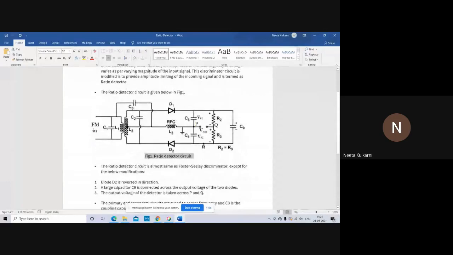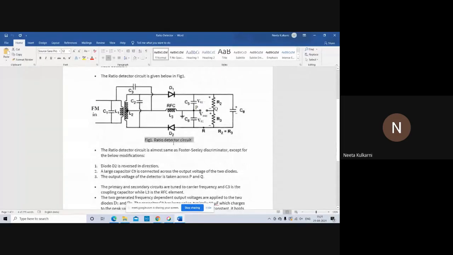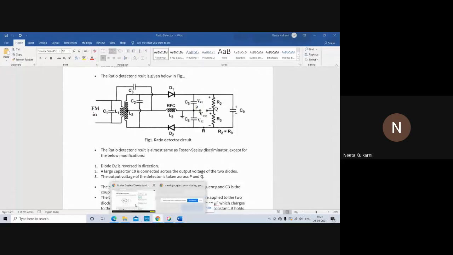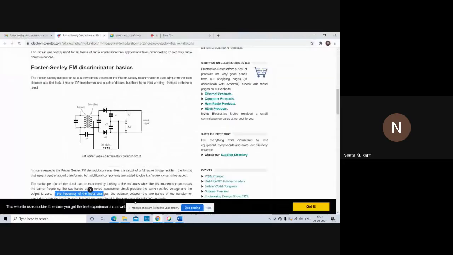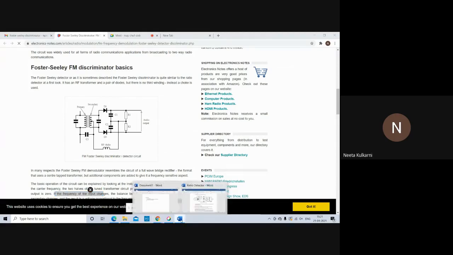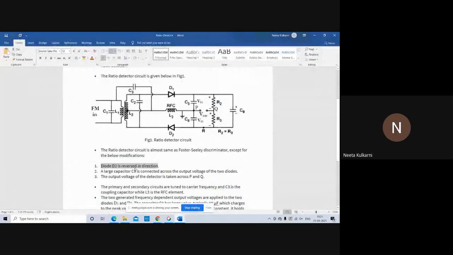So only few modifications are there in the ratio detector circuit. So what is the first modification? See here, diode D2 is in the reverse condition. म्हणजे जर आपण आता इथे फोस्टर सिलीचं सर्किट बघितलं तर see this circuit and ratio detector circuit, if you compare, only what is the first change? रेशो डिटेक्टर मध्ये हा D2 डायोड जो आहे that is kept in the reverse position. Okay, so the first change in the ratio detector is diode D2, it is in reverse condition.